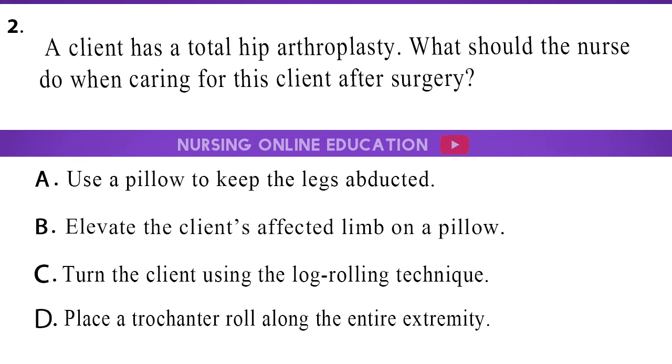2. A client has a total hip arthroplasty. What should the nurse do when caring for this client after surgery? A. Use a pillow to keep the legs abducted. B. Elevate the client's affected limb on a pillow. C. Turn the client using the log rolling technique. D. Place a trochanter roll along the entire extremity. The answer is option A. Use a pillow to keep the legs abducted.